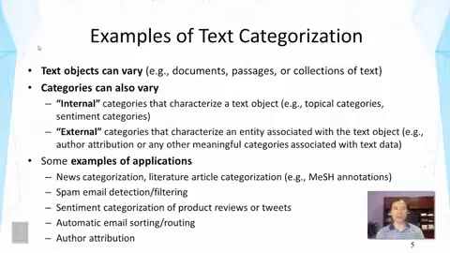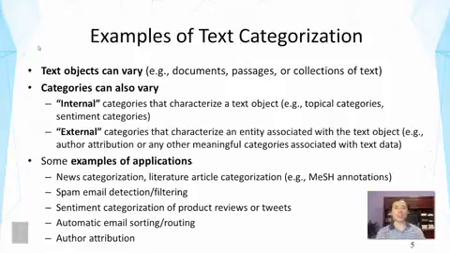Secondly, categories can also vary. And we can in general distinguish two kinds of categories. One is internal categories. These are categories that characterize the content of a text object. So for example, topic categories or sentiment categories, and they generally have to do with the content of the text objects, direct characterization of the content.